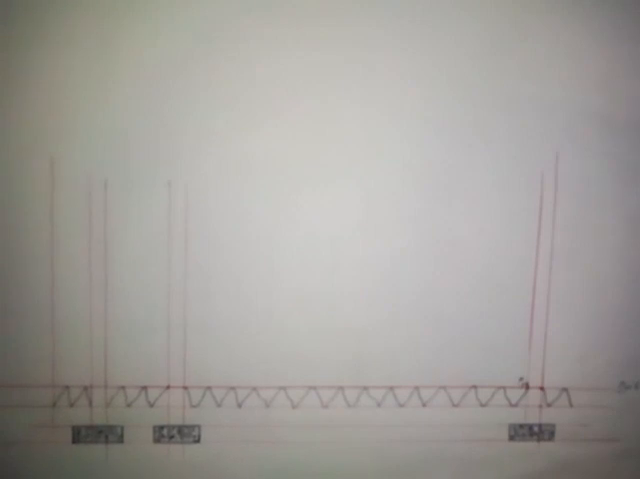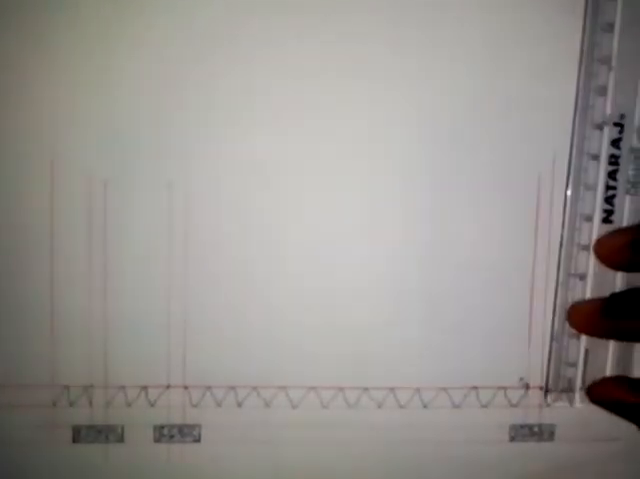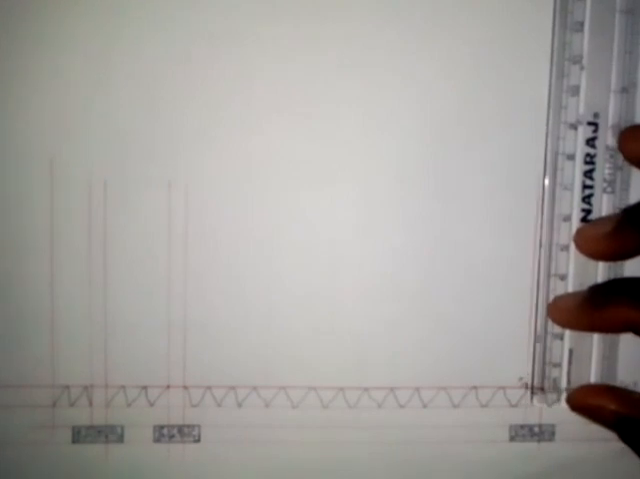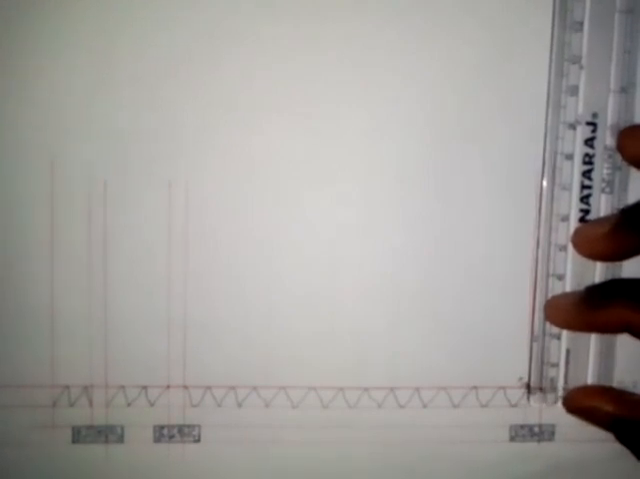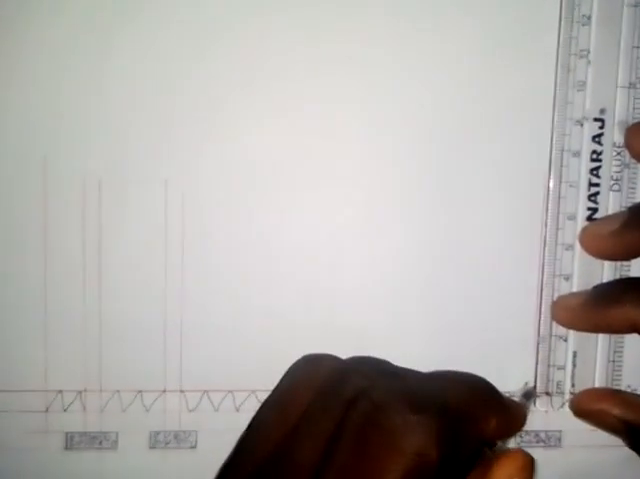Then the next thing I'm going to put here is the concrete slab. The thickness of the concrete slab is 150. 150 by 50 will give us 3 millimeters. The concrete slab is going to be above the hardcore, so I will take a measurement of 3 millimeters up. So this is 3 millimeters, that is for the concrete slab. The concrete slab is going to cover this.